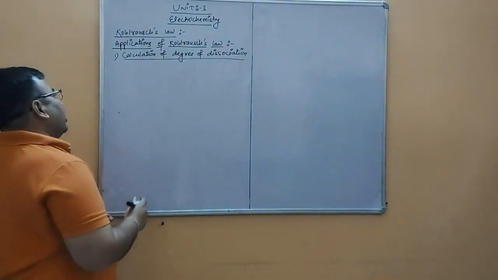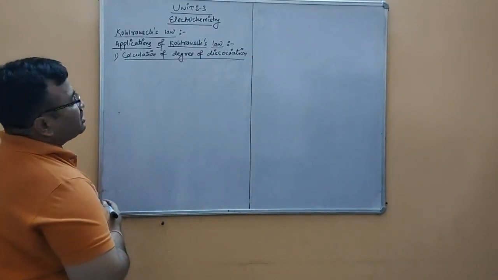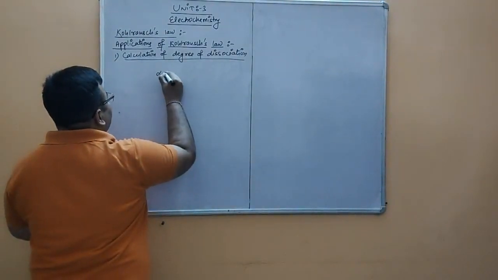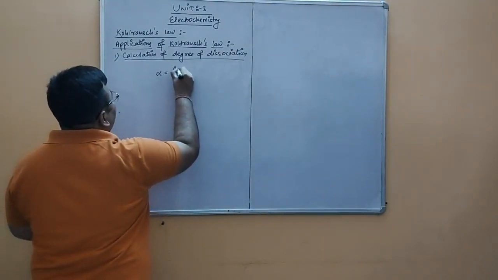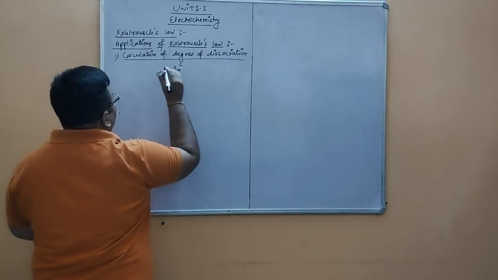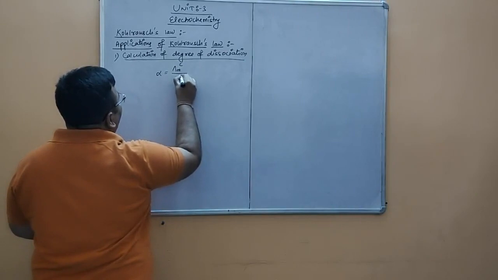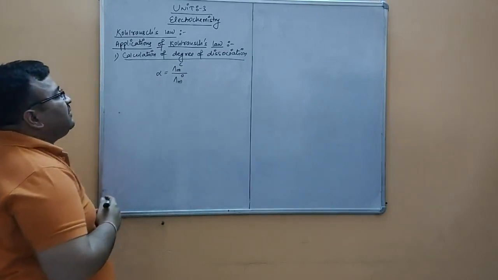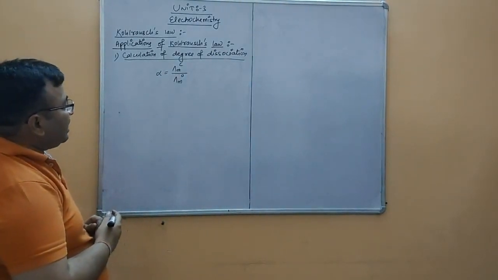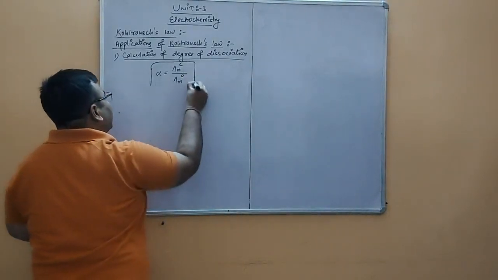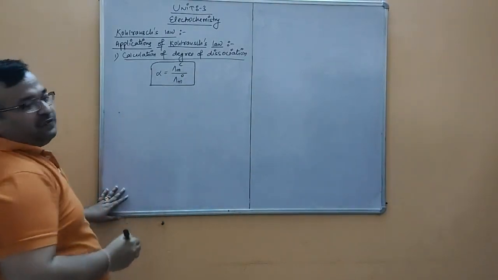So how can we calculate the degree of dissociation? The formula to calculate the degree of dissociation, that is alpha, is the molar conductance at a given concentration C divided by the molar conductance at infinite dilution. So this is the formula with which we can easily calculate the value of alpha.